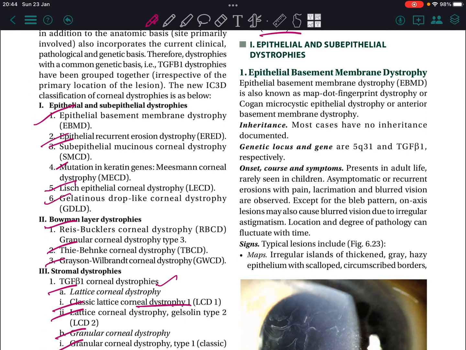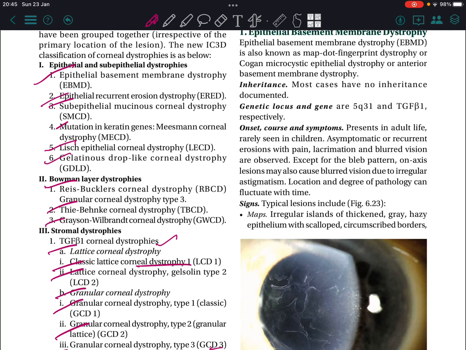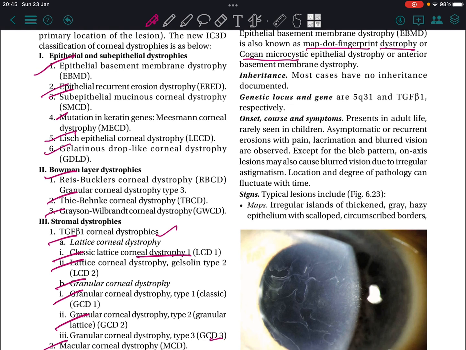Basement membrane dystrophy: epithelial basement membrane dystrophy is also known as map-dot-fingerprint dystrophy. It comes under epithelial and subepithelial dystrophies. It is also known as Cogan microcystic epithelial dystrophy or anterior basement membrane dystrophy. Inheritance: most cases have no inheritance documented. Genetic locus and gene are 5q31, TGFBI.